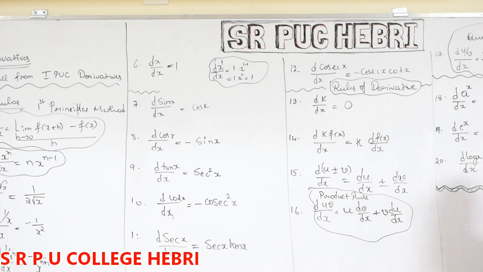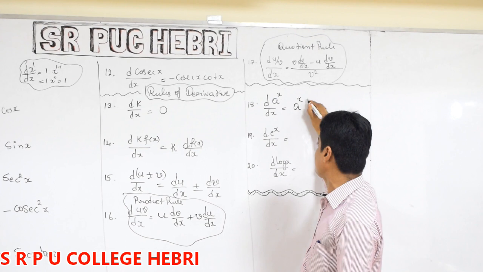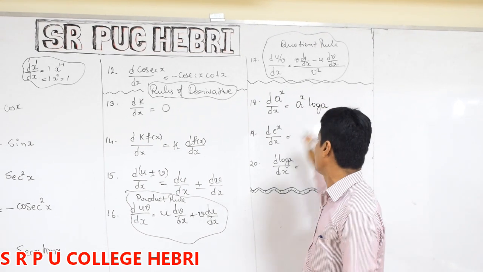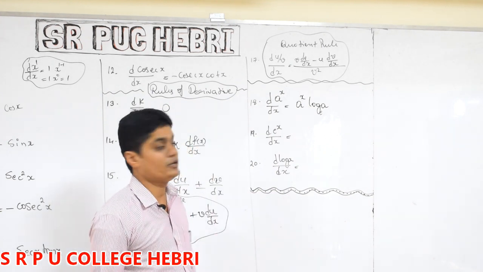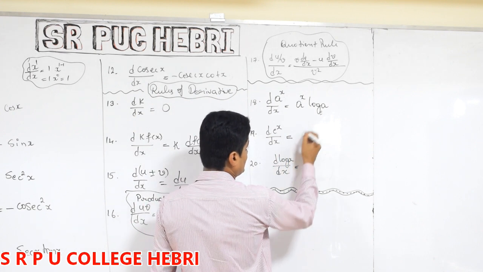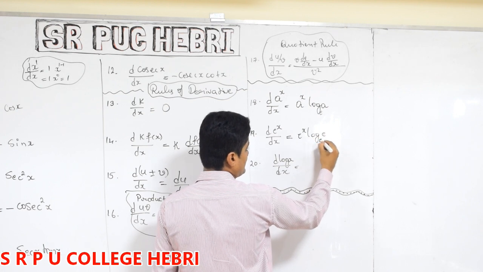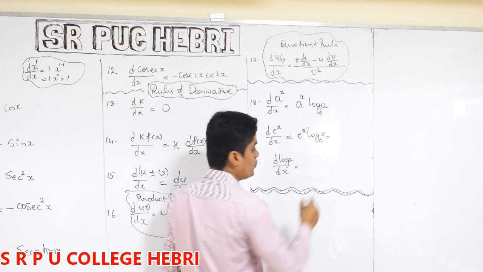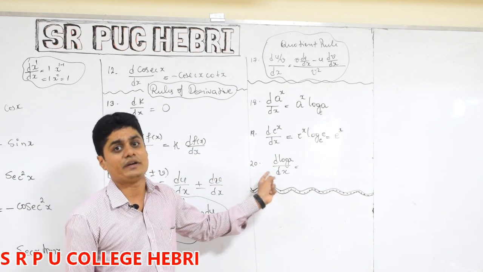In which, first one, derivative of a power x. What is a power x called? A power x is an exponential function. So the derivative of a power x is a power x into log a, log to the base e. Remember that. Similarly, e power x, if you substitute here, e power x into log of e to the base e. Log of e to the base e is how much? 1. So what is remaining? e power x. So differentiation of e power x is e power x.